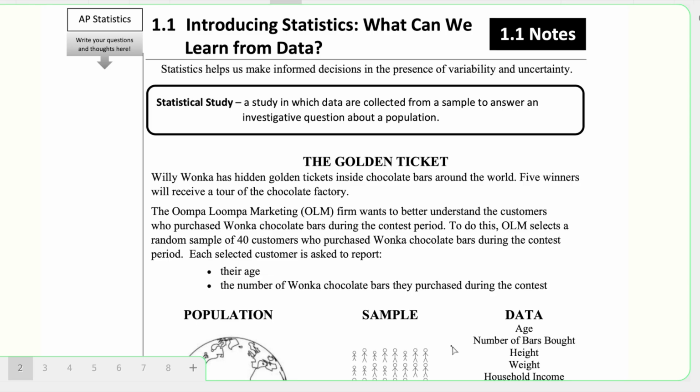Data is just information. It could be quantitative and it could be qualitative, okay? It's just information. It could be in context, it could be in numbers. And it's to help us analyze the meaning of that information that we received. So, statistics helps us make informed decisions in the presence of variability and uncertainty.